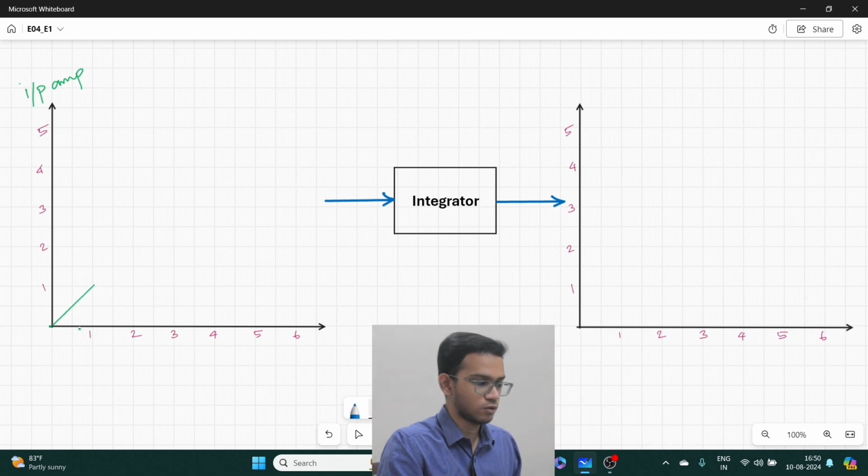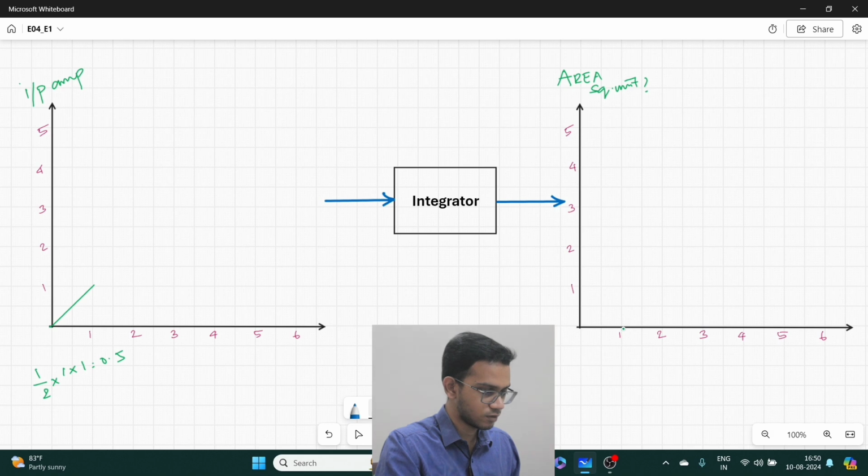Right. Now, at the first second, what is the output of the integrator? That is, what is my area in square units? That's the question. So what is the area under this curve? The area under this curve is basically looking like a triangle. So we can use half base into height. So half into base into height is 0.5. So here you will have 0.5. At the first second, my area is 0.5. This is the first data point.